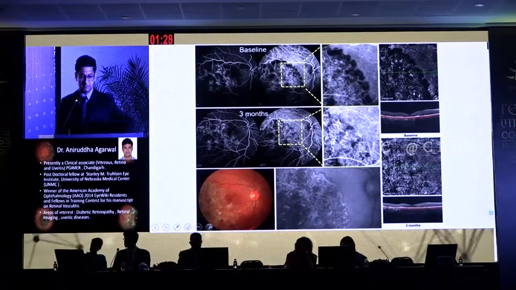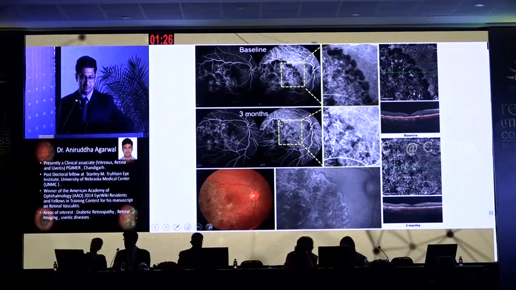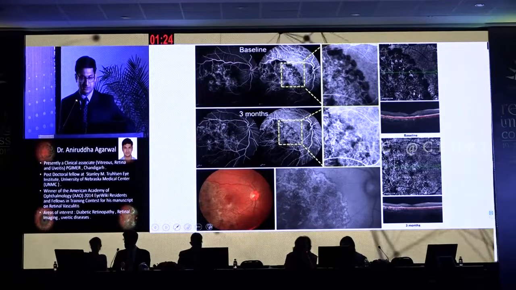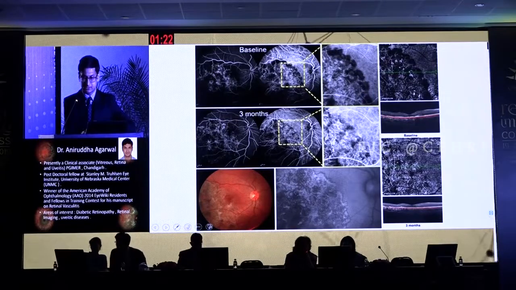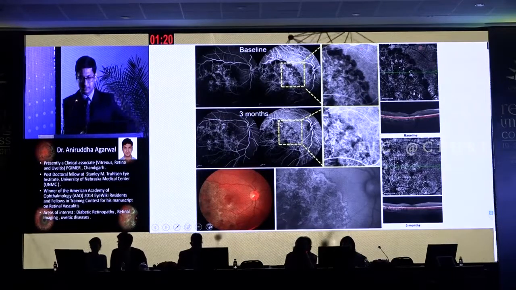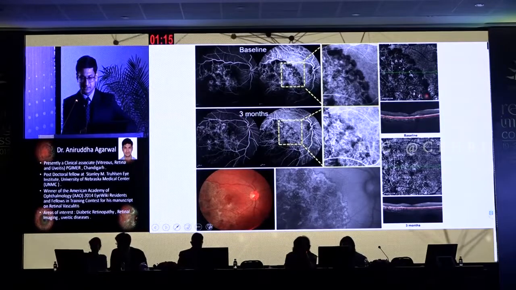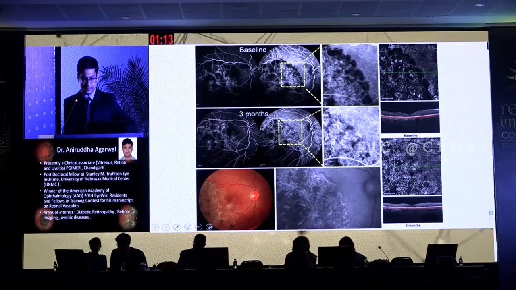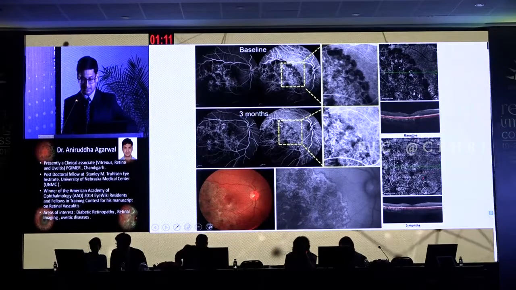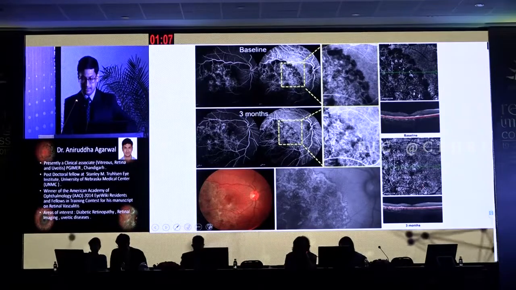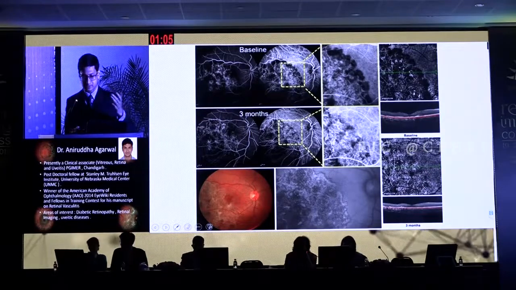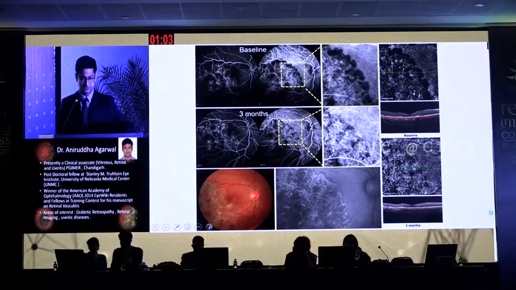Now, this is a patient of placoid disease. Although that's not my topic, it's one of the later talks. But here you can see the baseline ICG on top showing you the ischemia, which corresponds with the baseline OCT angiography. And this is the follow-up ICG showing the healing, which is seen again over here on the OCT angiography. But you can see this area here has choriocapillaris atrophy, and so you're able to see the underlying choroidal vasculature.